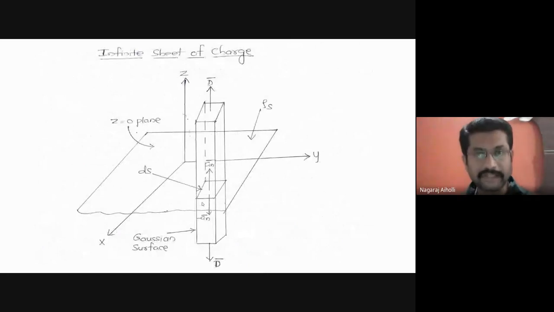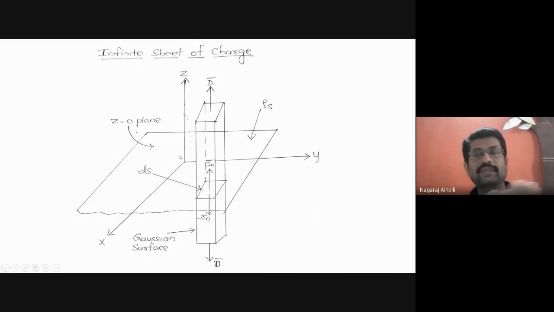Next, students, infinite sheet of charge. The same as we did for the infinite line of charge, we will similarly use the Gaussian surface and the Gauss theorem for finding the electric flux density and the electric field intensity for the infinite sheet of charge. Let us consider the infinite sheet of charge placed on the xy plane. This is the infinite sheet of charge, the larger rectangular surface you are seeing. It is placed on the xy plane, that is in the plane z is equal to 0.